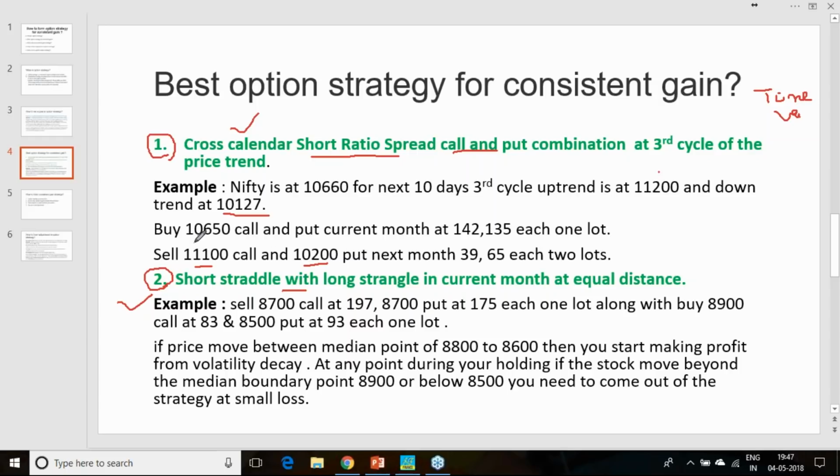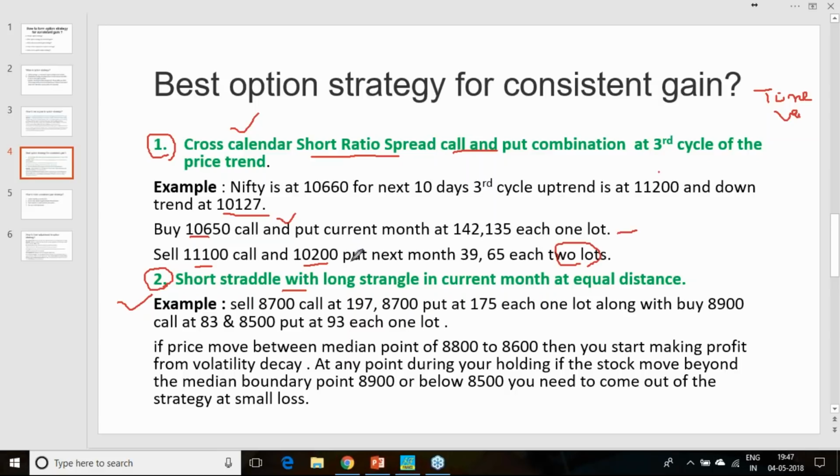What I'm going to do here, this current month, this is the month of May, I'm buying one call option and one put option of the current month, and I'm selling the out of the money options, two lots each, for the month of June, the 11,100 call and the 10,200 put.